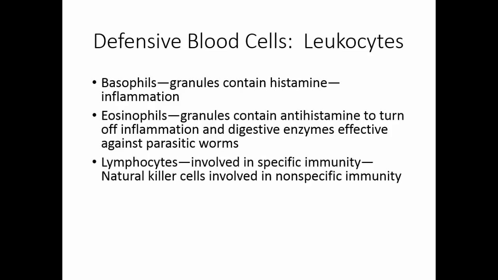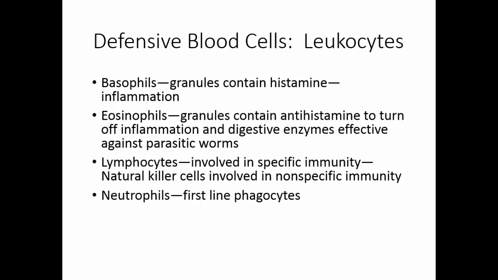The lymphocytes are the cells that are going to be involved in specific immunity for the most part. There is a small population of lymphocytes that do not get educated. They're part of our non-specific immunity. These are called natural killer cells.